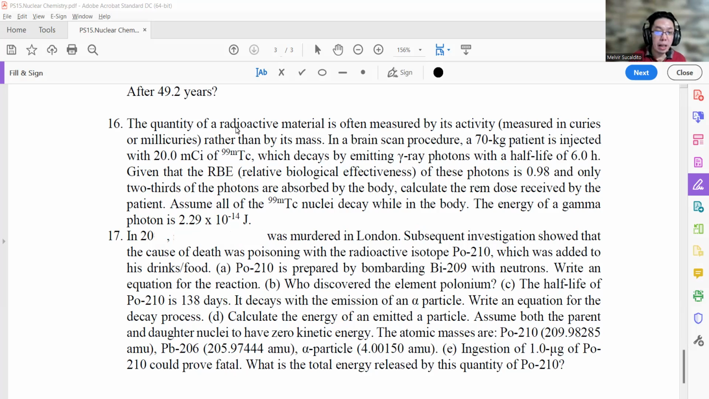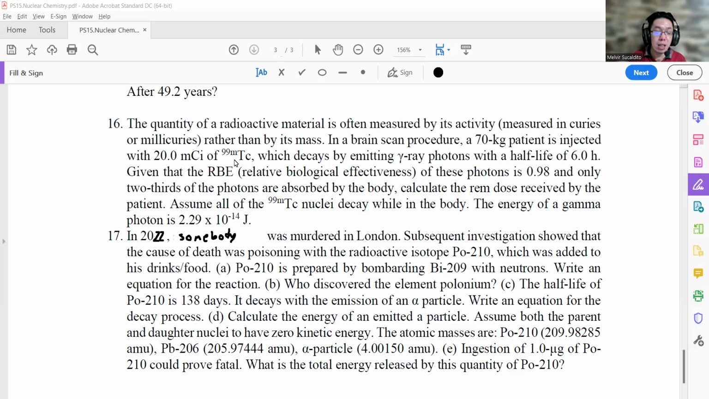Kasi from 99M technetium, metastable technetium, it means gamma. Gamma kagad siya, kasi para maging 99 technetium siya, no? Or technetium 99, which decays by emitting gamma ray photons with a half-life of 6 hours. So medyo mabilis, no? 6 hours yung half-life niya eh.